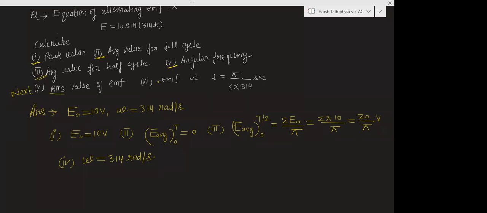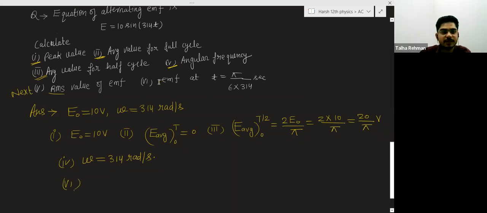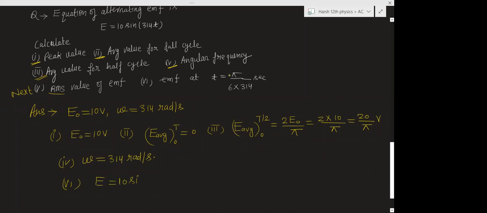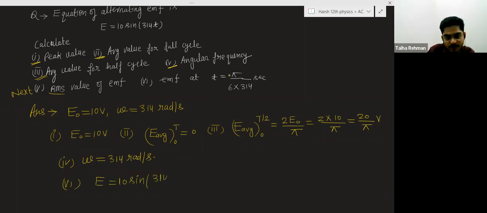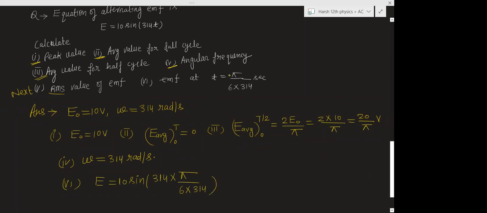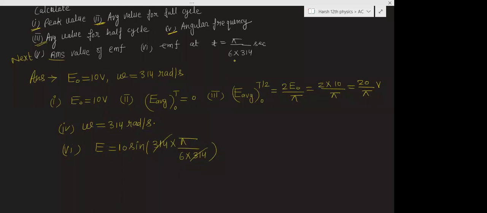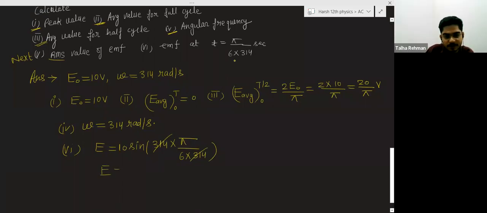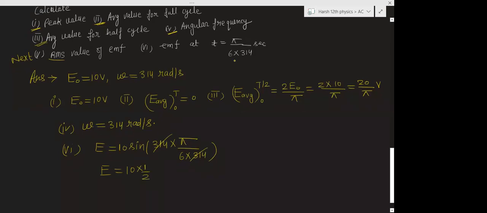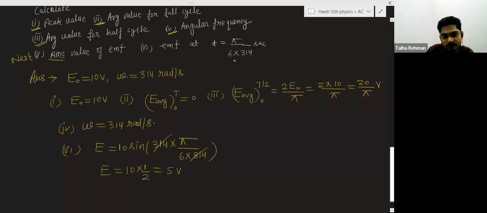Sixth part we can calculate. They are asking the value of the EMF at T equal to this. So put the value of T. E is equal to 10 sine omega T. Omega is 314, into T, which is pi divided by 314 into 6. The 314 cancels out, so it becomes 10 sine pi by 6. Sine pi by 6 is 1 by 2. So this is 10 into 1 by 2, you will get 5 volts. Write down fast.